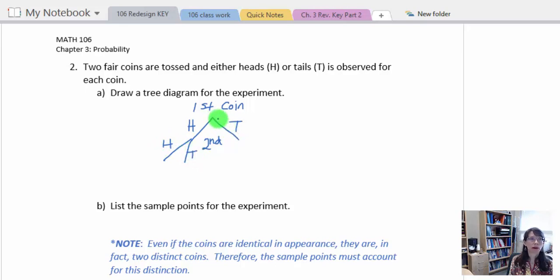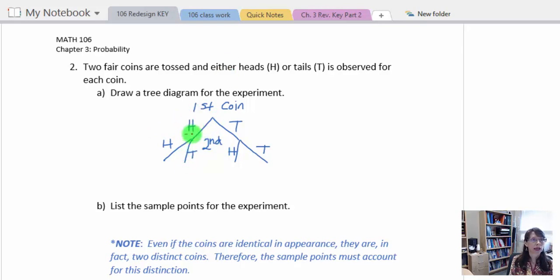But if we look at the other branching, if the first coin had landed on tails and we tossed the second coin, that second coin could also land on heads or tails. So we have two layers of branches because we have two coins that we're tossing. Now we're going to follow the branches to see what all of the possible outcomes are.